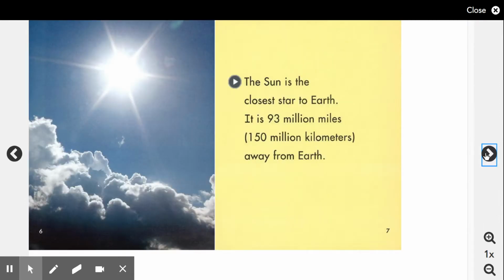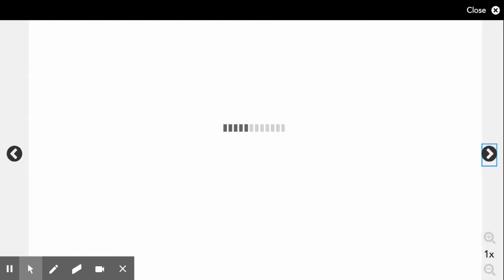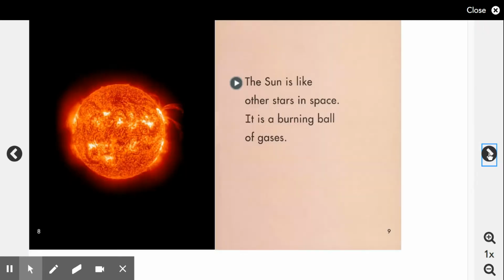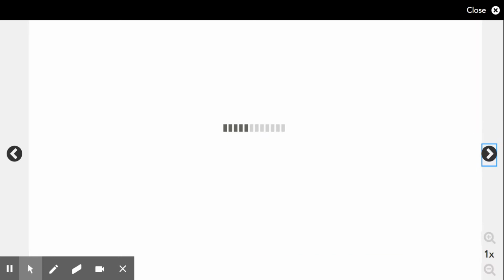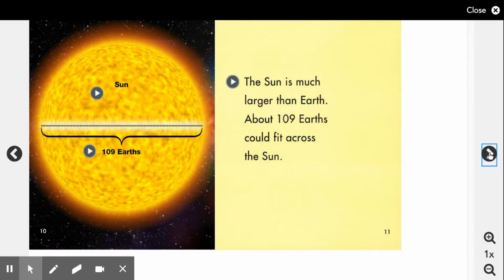The sun is the closest star to Earth. It is 93 million miles, 150 million kilometers away from Earth. The sun is like other stars in space. It is a burning ball of gases. The sun is much larger than Earth. About 109 Earths could fit across the sun.